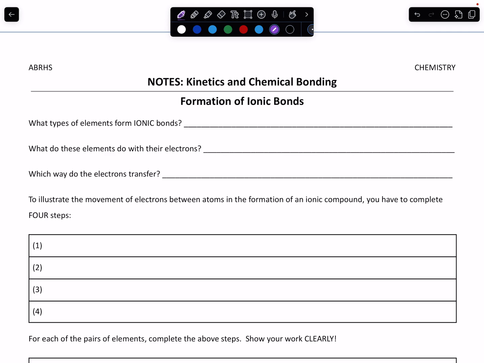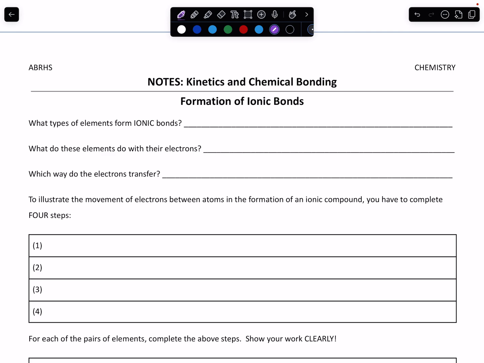This particular screencast is going to focus on how to use Lewis dot symbols to show the transfer of electrons during the formation of ionic bonds. So we're going to be using those Lewis dot symbols for atoms and then for the resulting ions, and we'll use arrows to show that transfer. If you have a question about how to write a Lewis dot symbol for an atom or an ion, please go look at the previous screencast for that information.